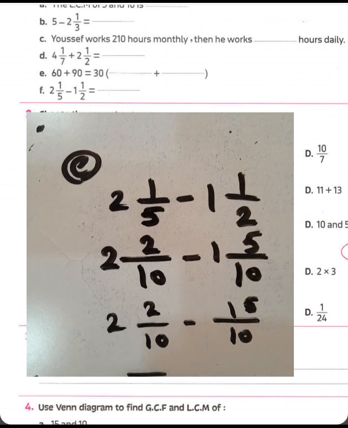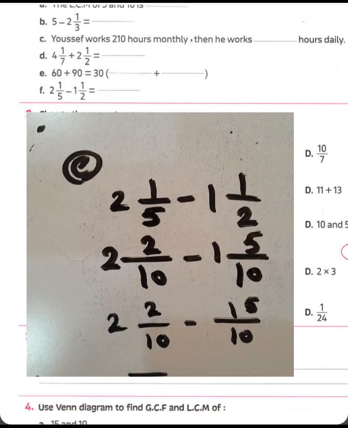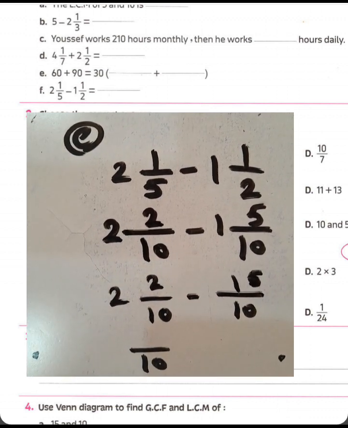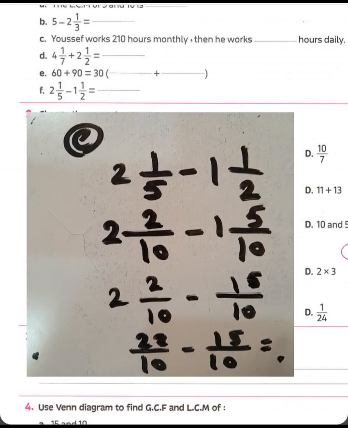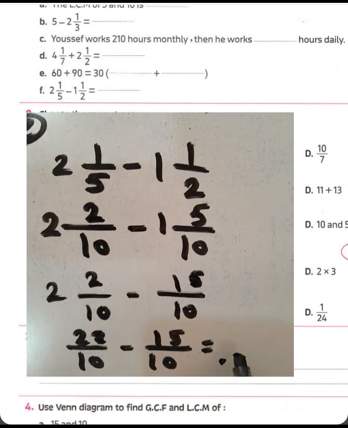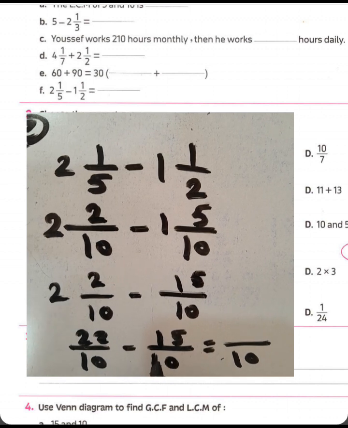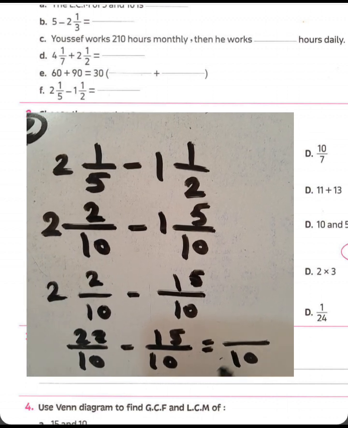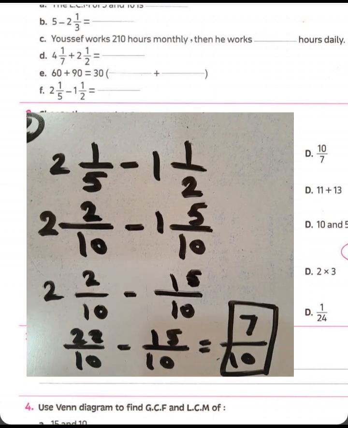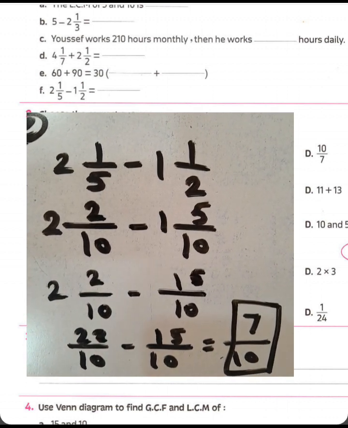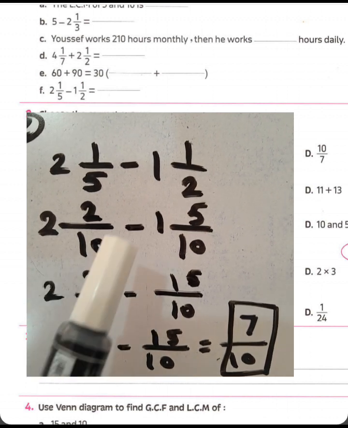And with 2 and 2 over 10, you can find the difference between them. Convert. 1 times 10 equals 10. 10 plus 2 equals 22. Subtract 15 over 10. And then write 10 in the denominator here. 22 subtract 15 equals 7. So the result will be 7 over 10. Understood this example?